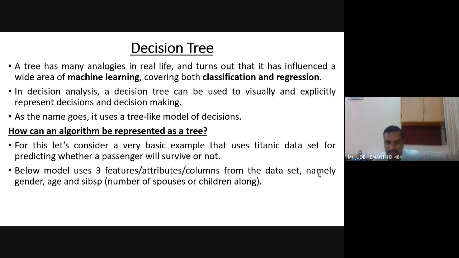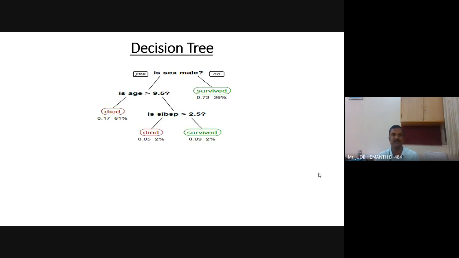For that, this dataset, which is available in Wikipedia, they have taken gender, age, and number of spouses or children along, whether you are a single person traveling or whether you are with your wife or husband or children. If it is a child, whether they have any siblings, sisters or brother. They have that data chart. So based on this, we can go for developing a model. A normal decision tree will look like this.